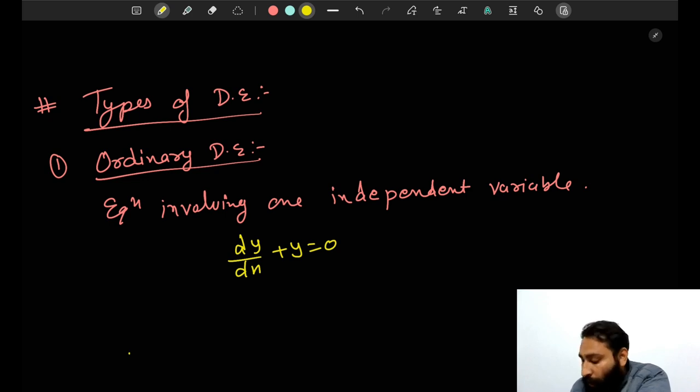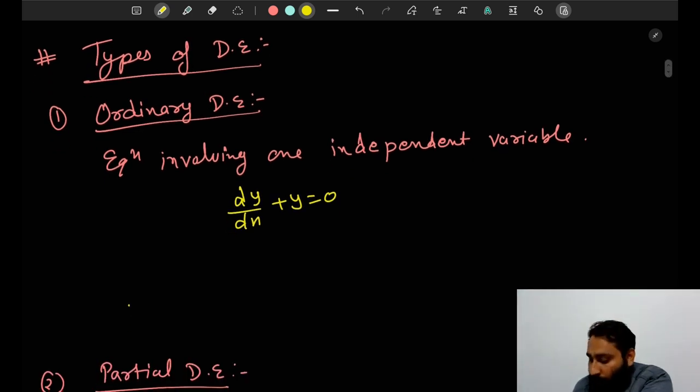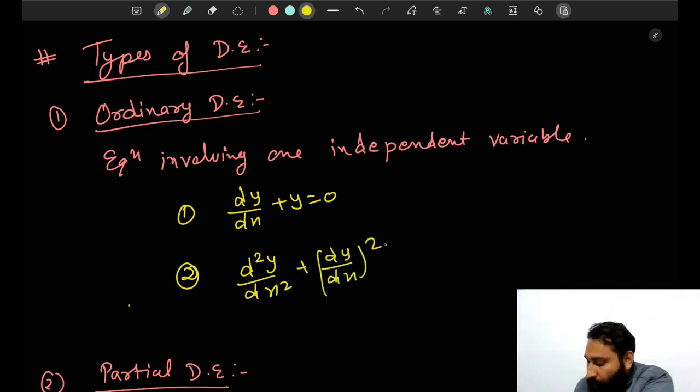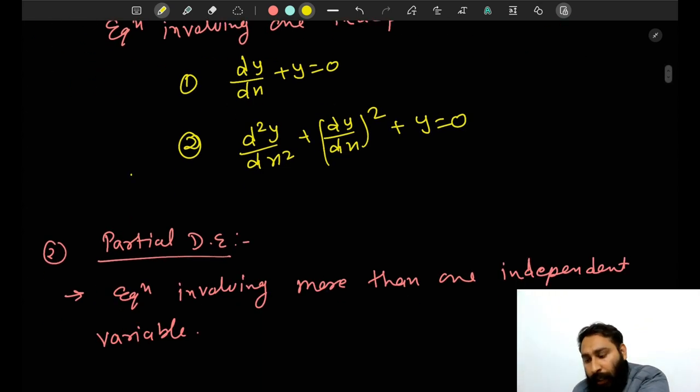In this equation, we clearly see that there is only one independent variable, which is x, so it is called ordinary differential equation. Or I give one more example: d square y by dx square plus (dy by dx) whole square plus y is equal to 0. This is also ordinary differential equation. There is only one independent variable. If there is more than one independent variable, then we call it partial differential equation.